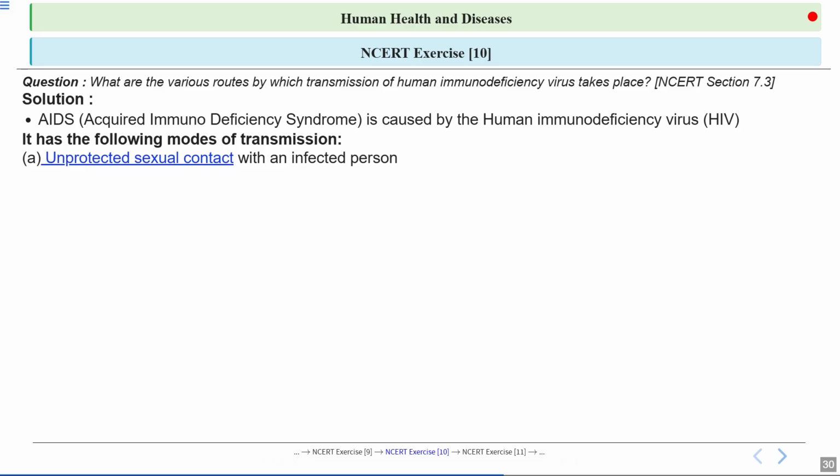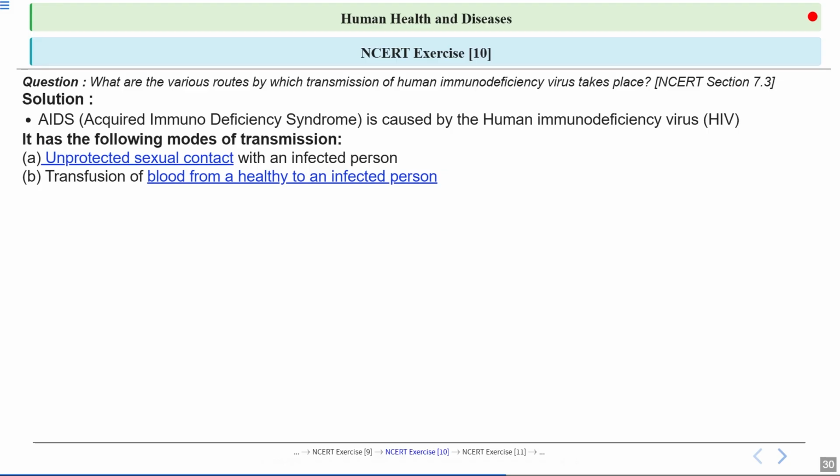First of all, HIV can be transmitted through unprotected sexual intercourse with an infected person. This means that if someone has sexual intercourse without using protection like condoms with a person who has HIV, the virus can pass from one person to another because these STDs are spread through body fluids.